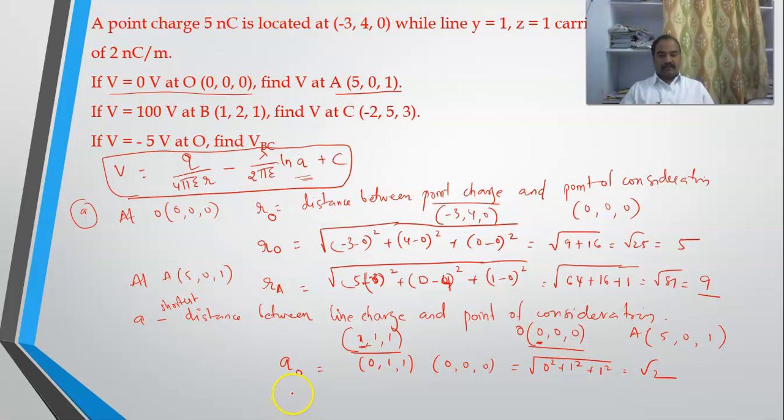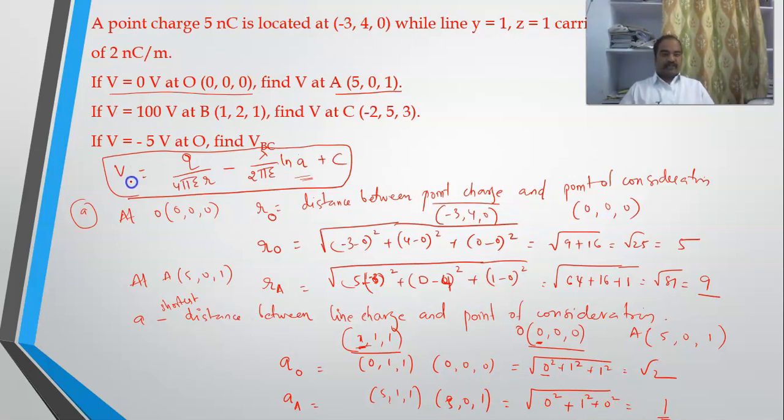And for A, again to get the shortest distance, at least this component should be made 0. So for that I will take (5, 1, 1) and (5, 0, 1). So this will make this component 0 and I will get the shortest distance. That's why I am considering it. This is 1 square plus 0 square. So what is the distance? 1.